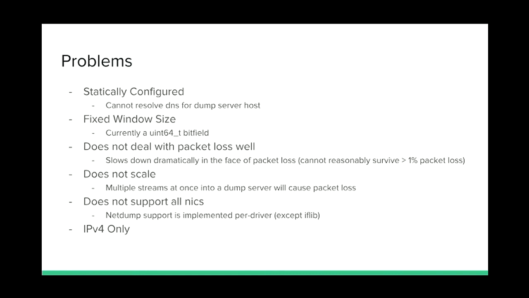So if you have multiple streams at once dumping to your server, say all your servers are crashing except your dump server, of course, and they're all streaming to it as fast as they possibly can, you're going to start dropping packets, which will cause this problem we went over. So what we want is the netdump server to either be able to say, like, hold up, I'm not finished with these other guys, or, like, everybody slow down to 1 over n speed.